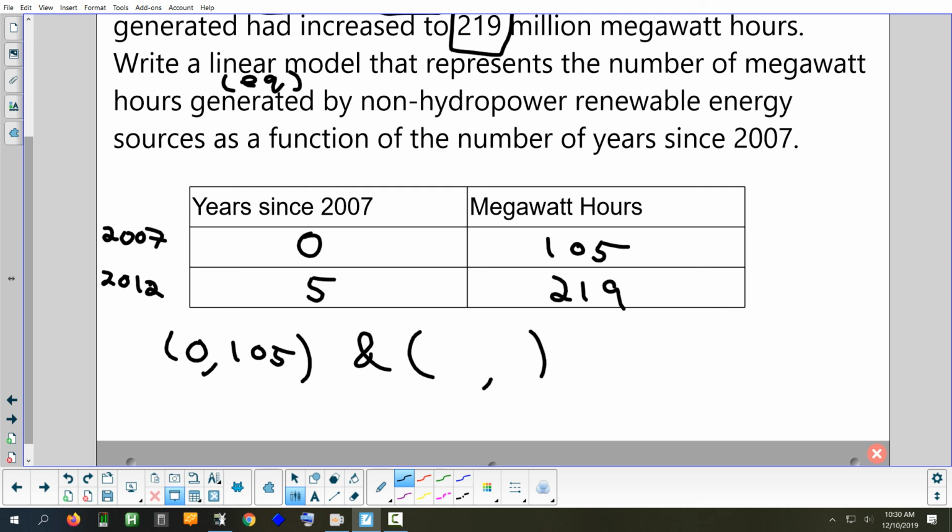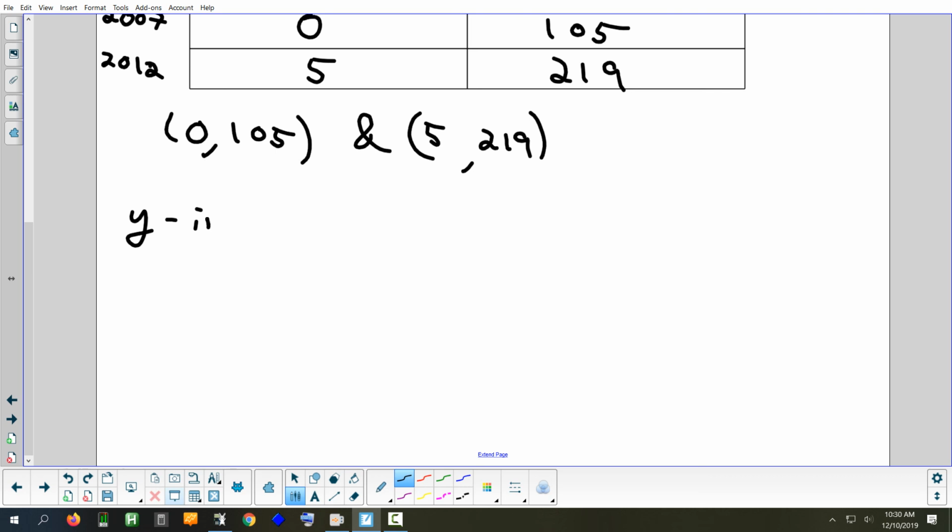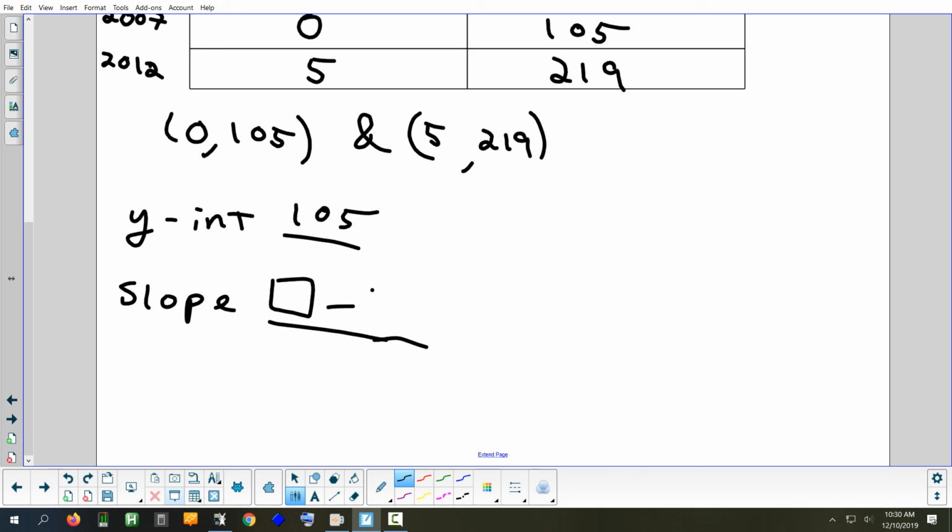And anyone think they could give me the second coordinate? 5, 219. Now this problem is exactly like the ones we've just done before. We just had to figure out the two coordinates. Okay, what's my y-intercept? It's always the number after the comma with the 0. So y-intercept is 105.